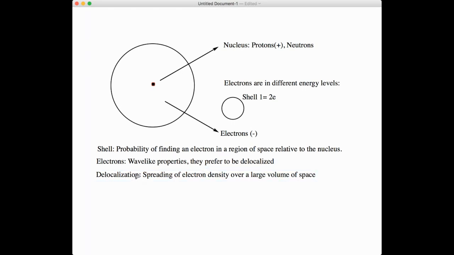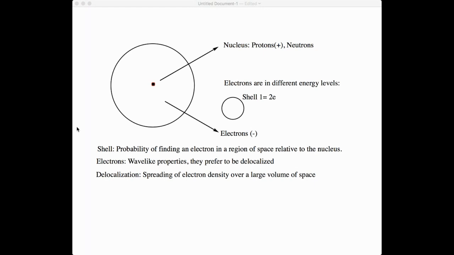And we are calling delocalization spreading the electron density over a large volume of space, meaning that we have electron density around this area over here. We don't have one electron here, another electron there, and the rest is empty. No, there is electron density all over this shell, because electrons are delocalized. The concept of delocalization, once again, is having electron density spread over a large volume of space. That is very important to understand a lot of things that we are going to be going over later on.